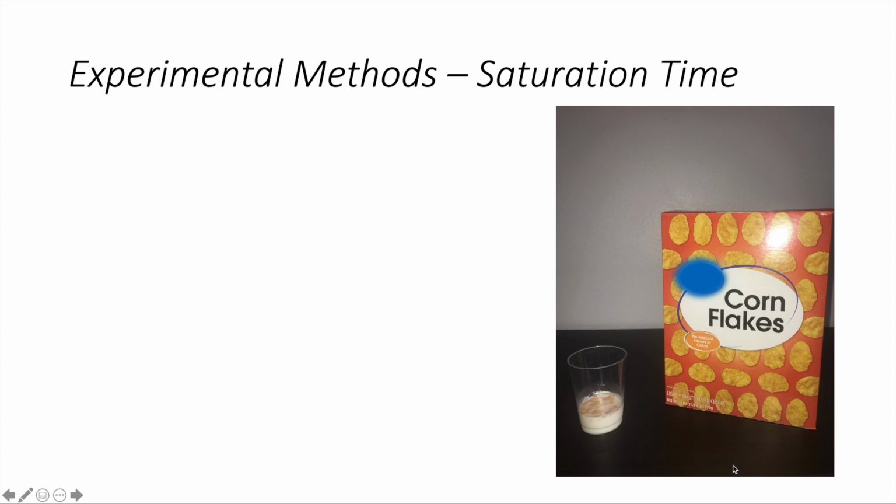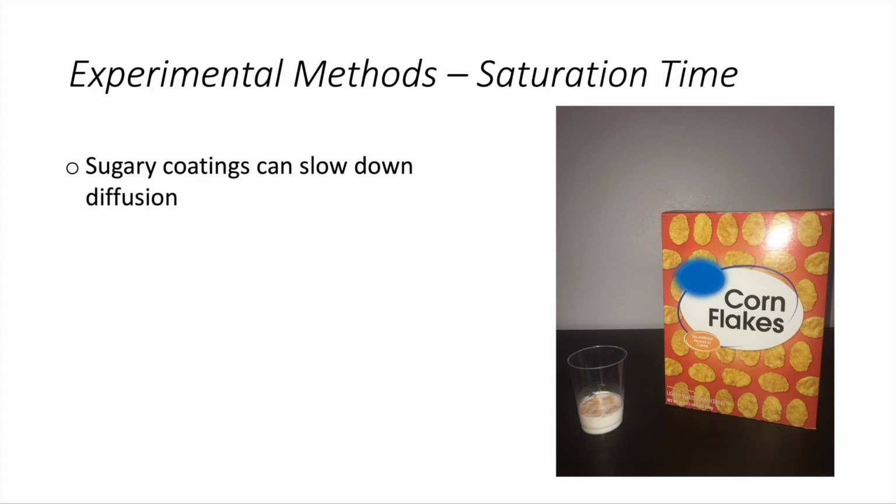You can also see this cup on the bottom, which is what I used to run my experiments. I essentially had some milk at different temperatures, and I just estimated how long it would take for the cereal to become soggy to the point where it's inedible or where it just fell apart as I picked it up. So like I mentioned, sugary coatings can slow down the diffusion, and we used three temperatures, which were cold, room temperature, and hot.